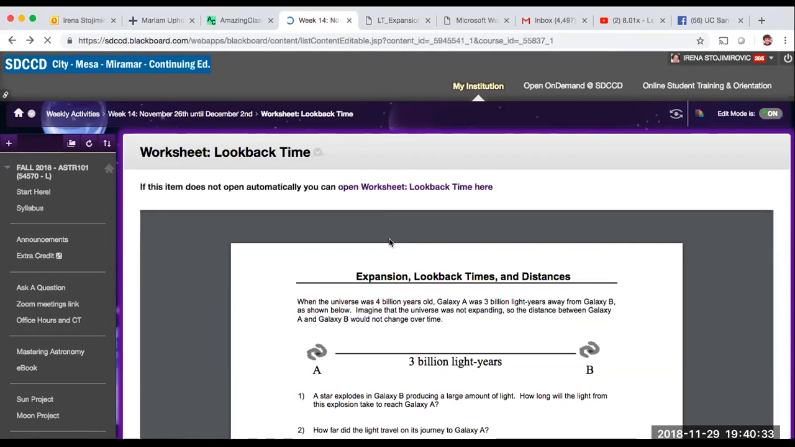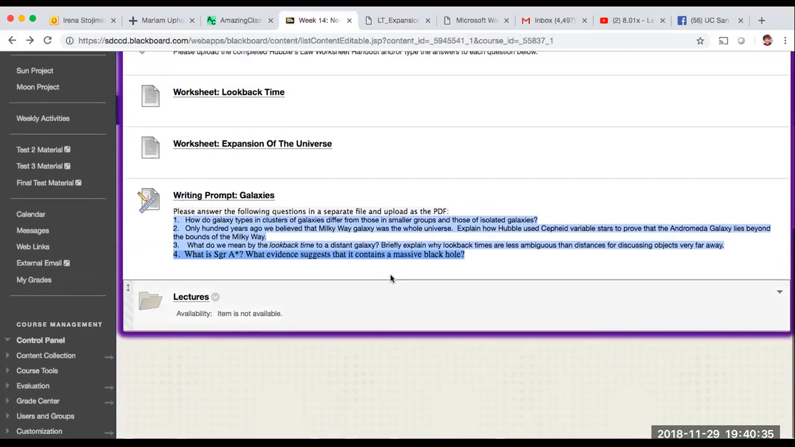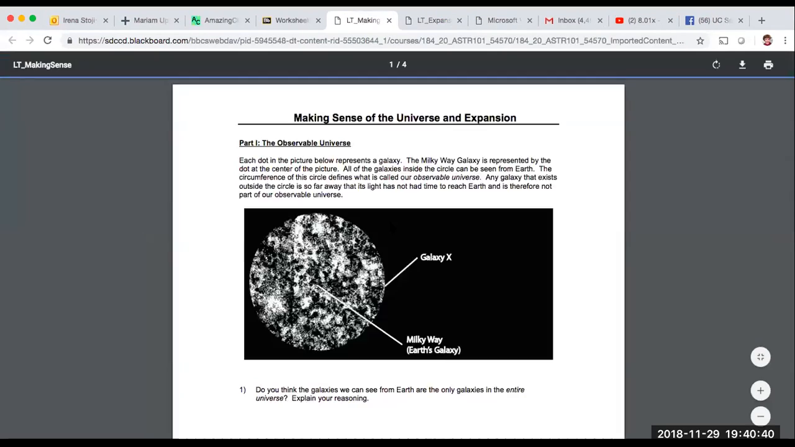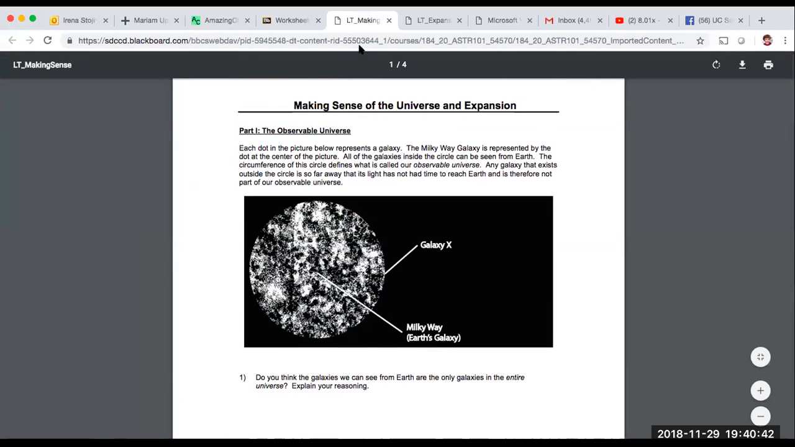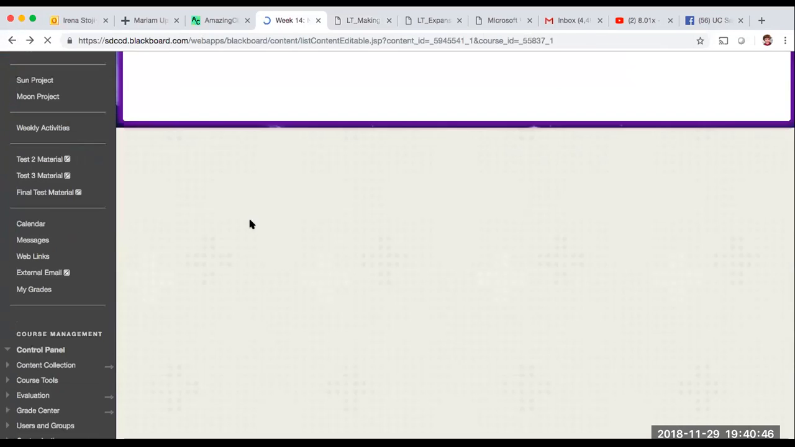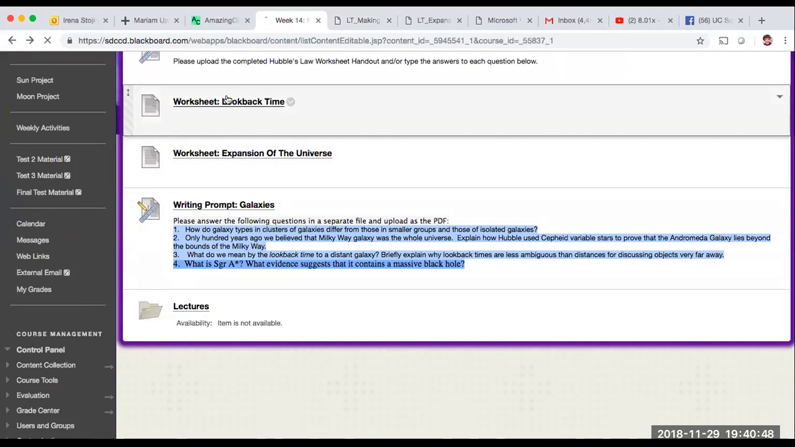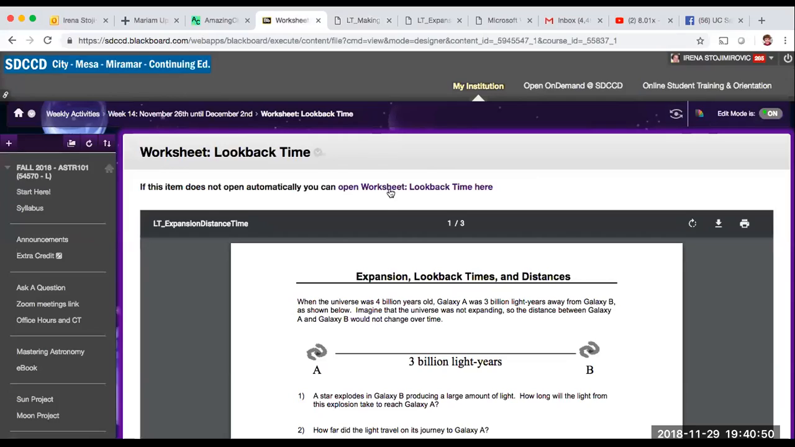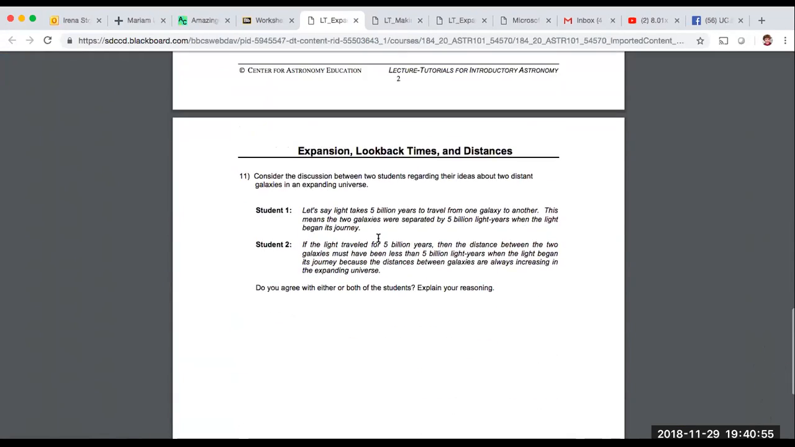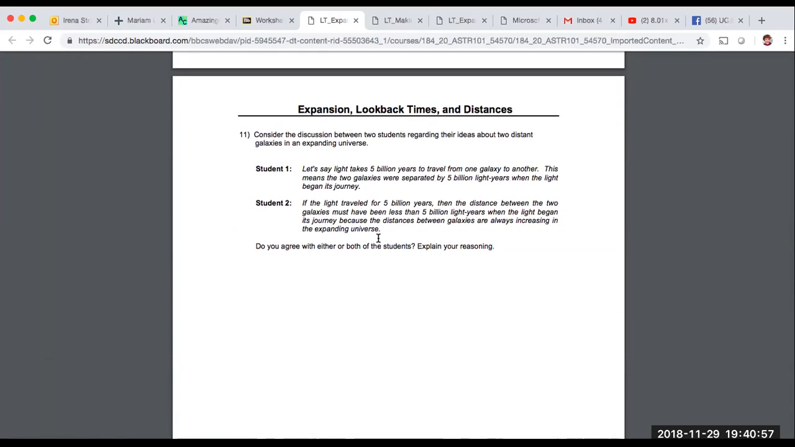Student 1 says, let's say the light takes 5 billion years to travel from one galaxy to another. This means the two galaxies were separated by 5 billion light years when the light began its journey. Oh, so there was more in the look back time? There's one more question on the other side, that's left for the drawing. Okay, fine. So which student is correct?